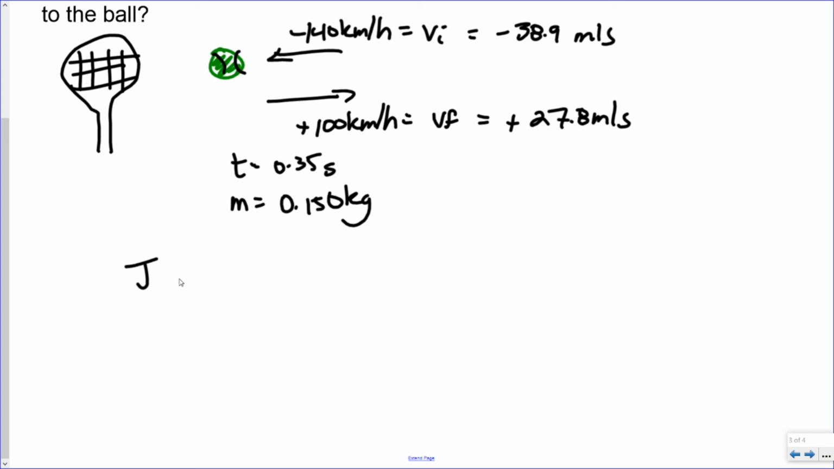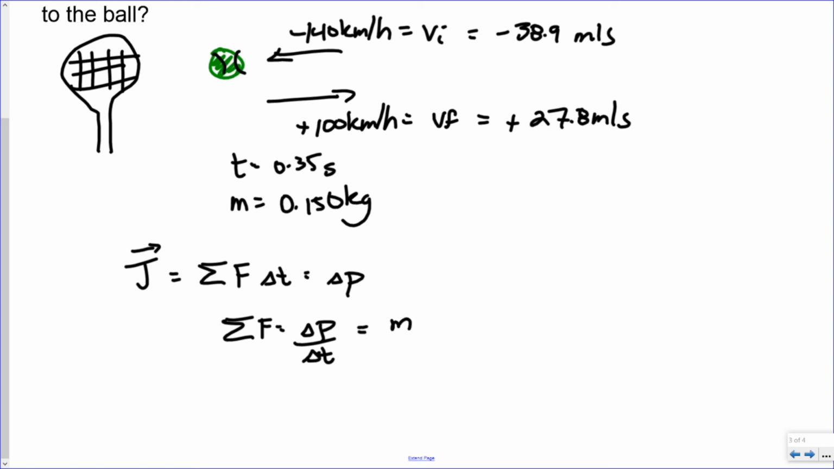So let's use the impulse momentum theorem. So impulse is equal to net force over time, or the change in momentum. If I want to know impulse, we can solve that right away, or by plugging stuff in, or let's do net force first. So net force is going to be the change in momentum divided by the change in time. So that will be equal to m times Vf minus Vi divided by change in time.